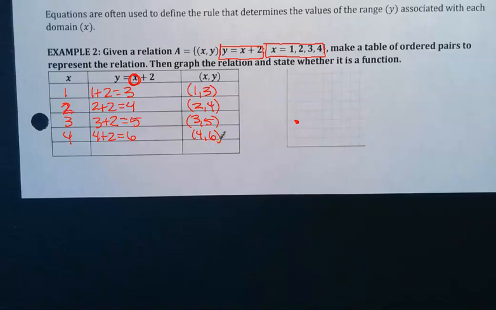So then I graph it. I'm going to go 2, 4, then 3, 5. Hold on. Nope, went too far. And 4, 6. All right. Is that right? It's okay. And then state whether it's a function. Yes, it's a function.